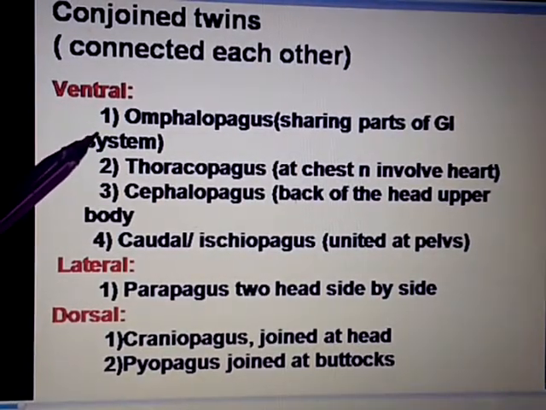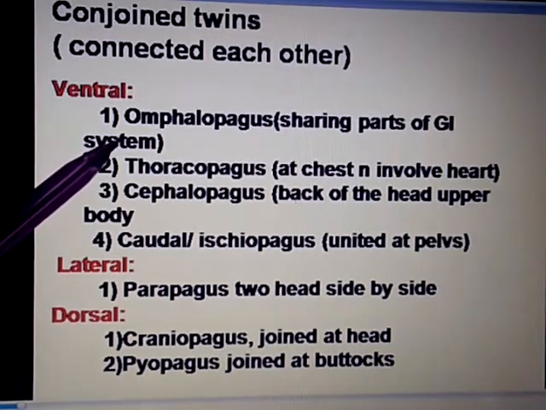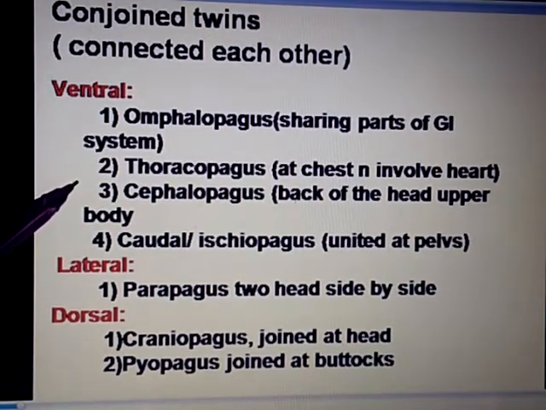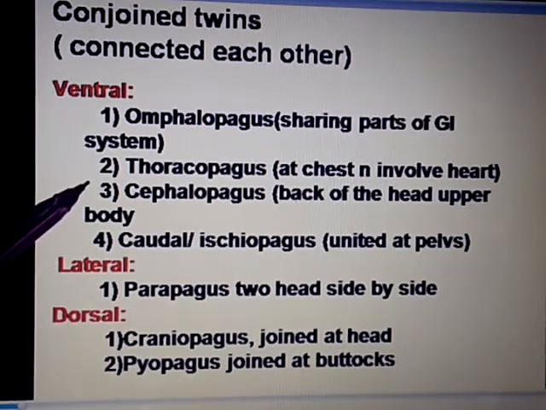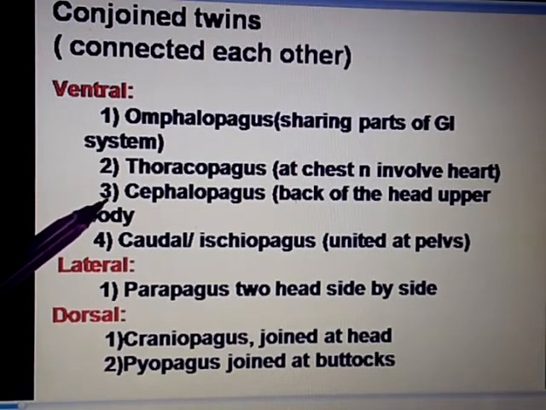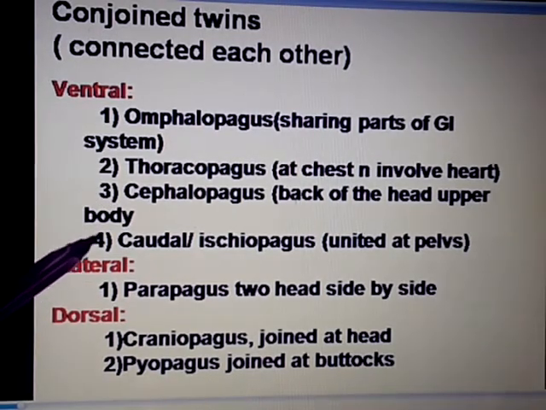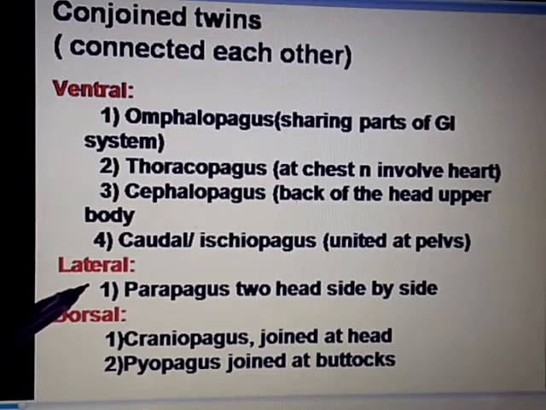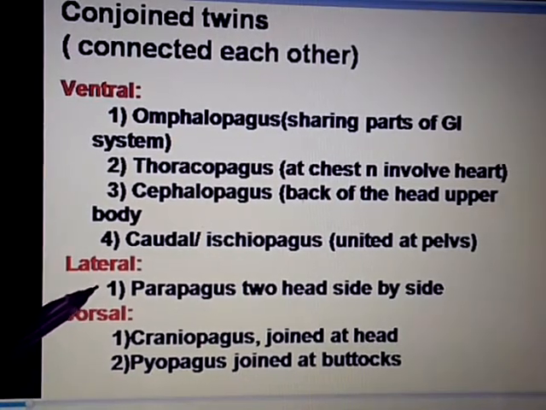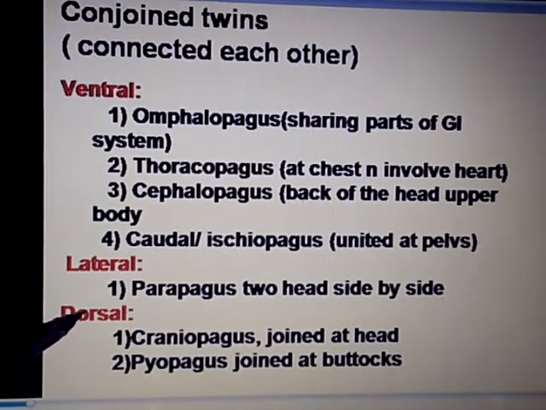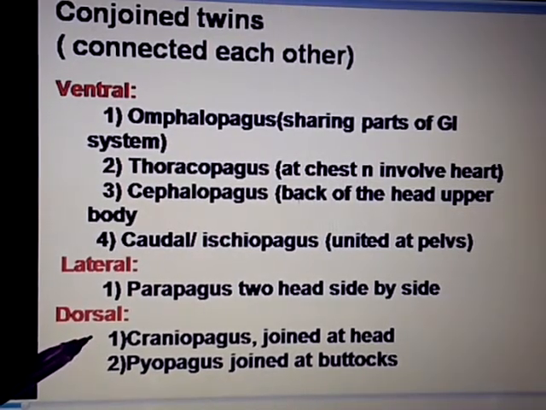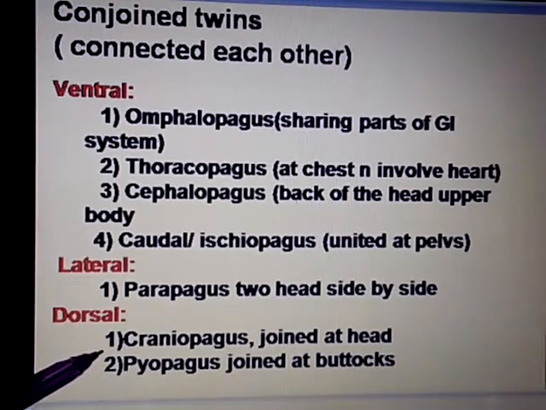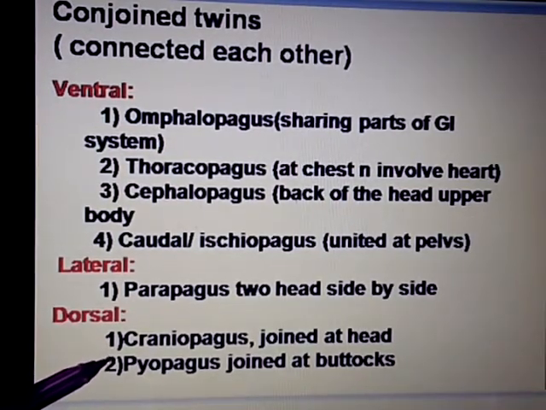Omphalopagus twins share part of the GI system. Thoracophagus means the chest is involved and the heart may be fused. Cephalophagus means the back of the head and upper body are fused. Ischiopagus means they are united at the pelvic area. Parapagus means two heads are attached side by side. Craniophagus means joined at the head. Pyophagus means joined at the buttocks.